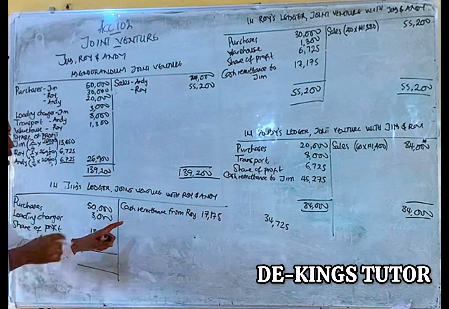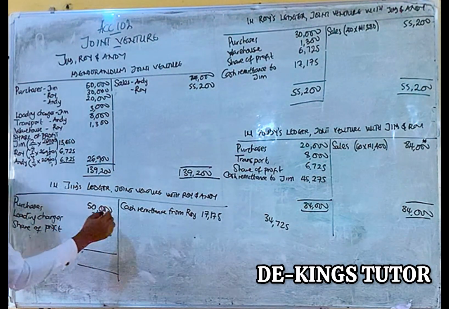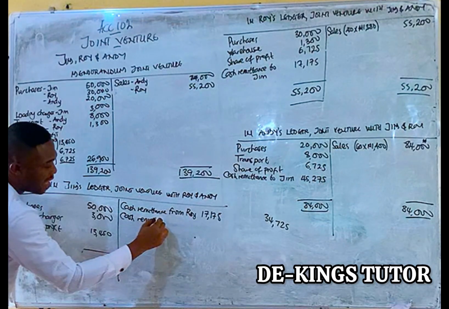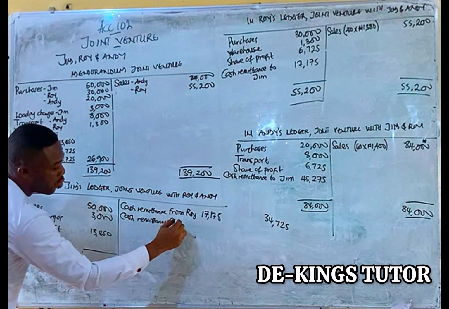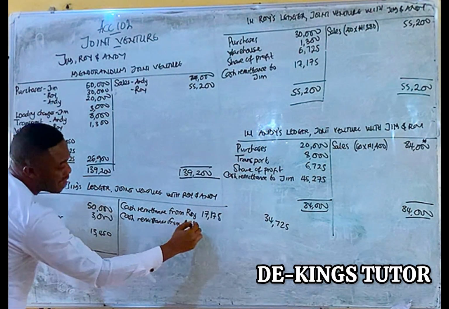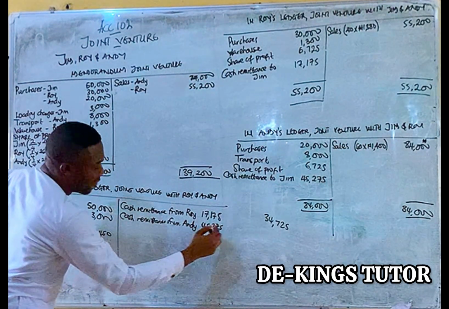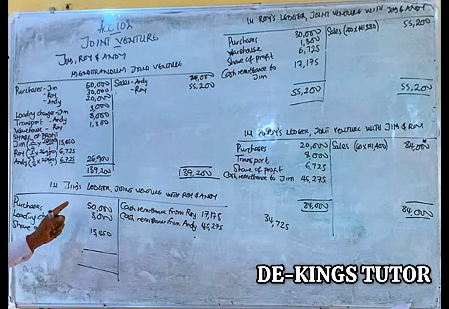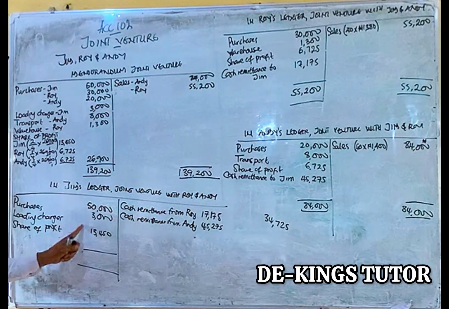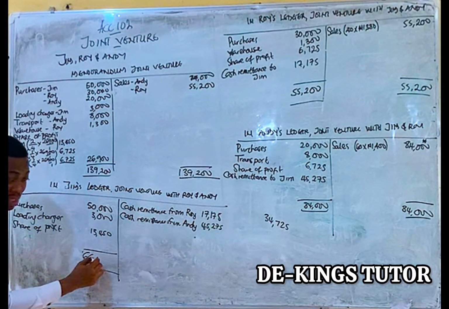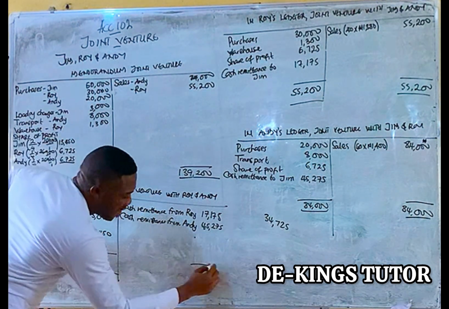So this amount now will come to Jim. So it will now be cash remittance from who? Andy. How much? 49,275. So that when we now add there for me, 66,450.